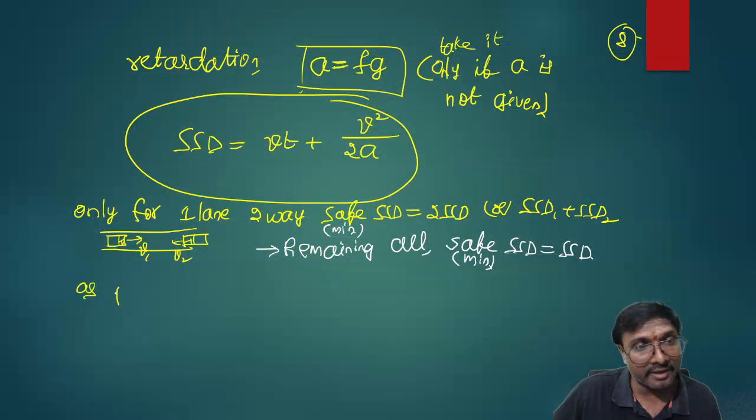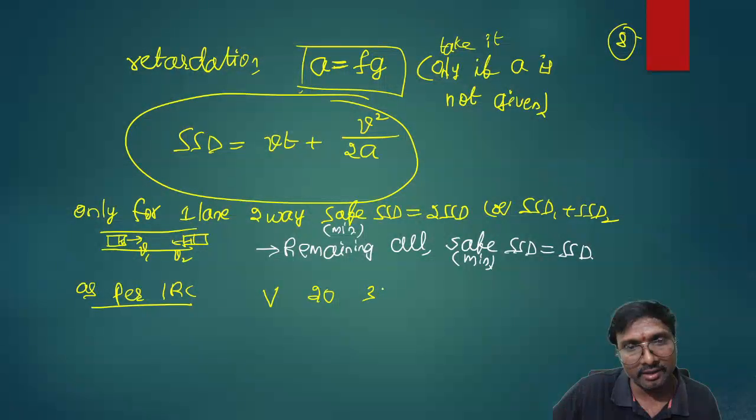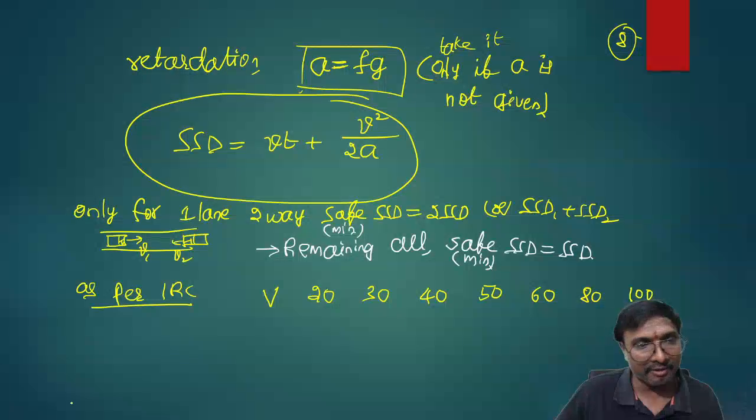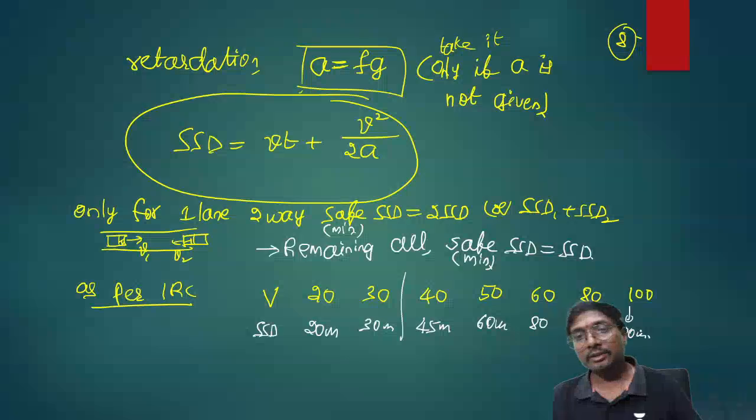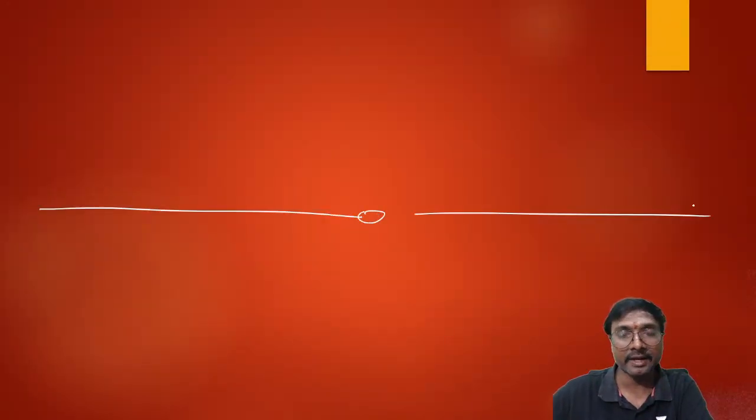As per IRC, whenever the speed is 20 kilometers per hour, 30, 40, 50, 60, 80, 100, what are these SSD values? SSD in meters: 20 kmph is 20 meters, 30 kmph is 30 meters, 40 kmph is 45 meters. For 50 kmph, the speed increased by 10 while the difference is doubled, so 60 meters at 60 kmph. Then 10 becoming 20 means it will become 80 meters, then 120 meters at 80 kmph. When the difference doubles, it becomes 180 meters. This is how you get these standard SSD values.